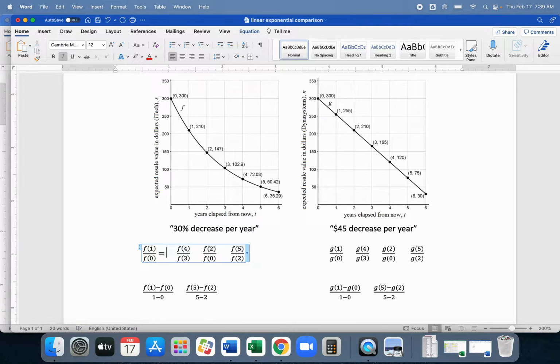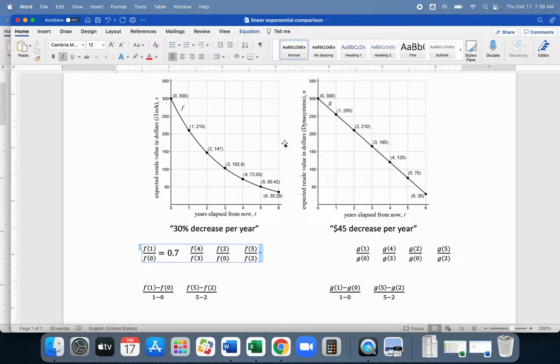0.7. Okay. Sounds good to me. That would be 210 divided by 300, otherwise known as 21 over 30 or 7/10. 0.7. What about f(4) over f(3)? That would be 72.03 divided by 102.9. Doesn't look very pleasant, but it does come out to actually a nice number. These are rounded, but you can probably guess what that quotient comes out to.